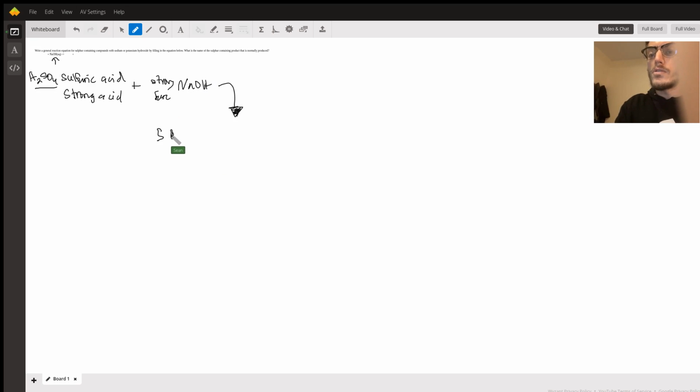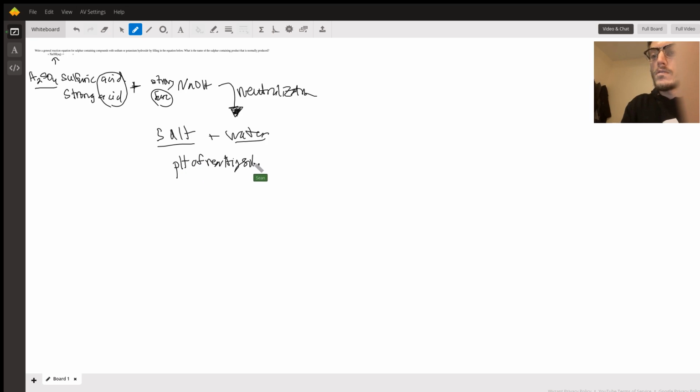a salt plus water through a neutralization reaction, because the acidic and basic properties are neutralized. So the pH of the resulting solution should be around 7, but it's not always the case. That's just for most neutralization reactions.